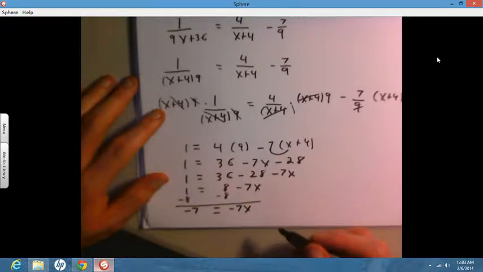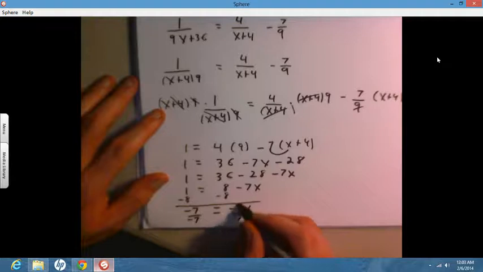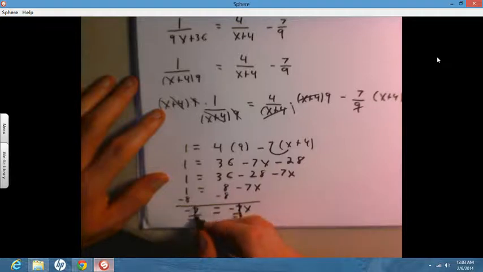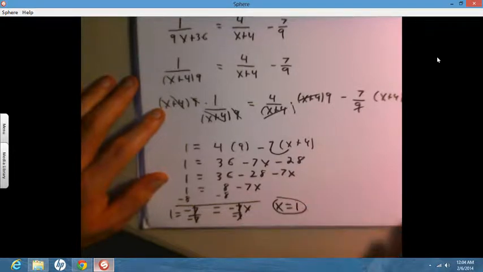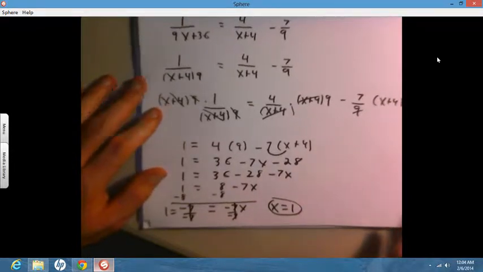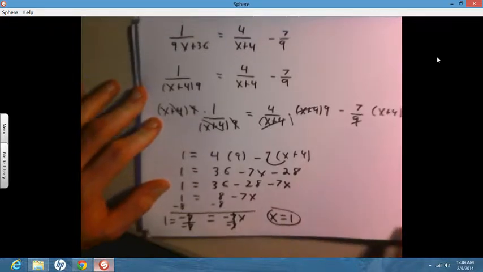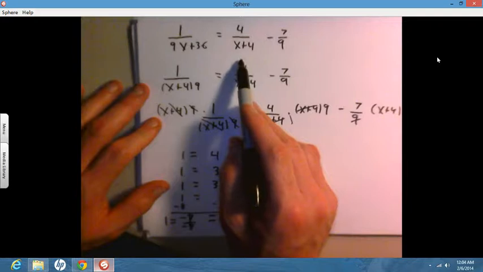Now if I divide both sides by negative 7, the negative 7's cancel, and negative 7 divided by negative 7 is just equal to 1. So x equals 1 is my only possible answer. Now, it's not necessarily an answer, though. Actually, it's going to be the correct answer. It's my only possible answer. But what do I mean by that? Well, this equation is not defined everywhere.